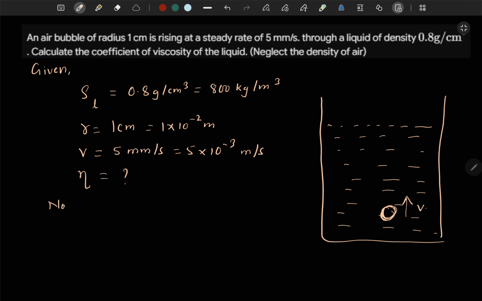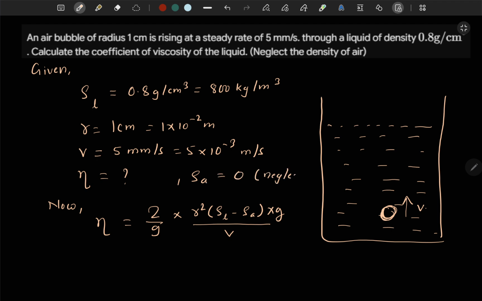So we have again the direct formula for calculating the terminal velocity, 2 by 9 into r square, density of liquid minus density of air, into g by eta, the velocity. So since density of air is neglected as stated in the question, its value is taken as 0.